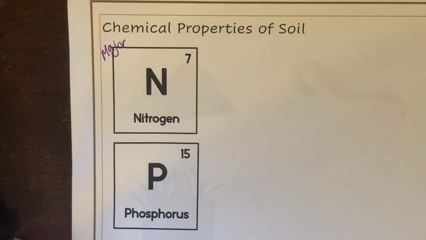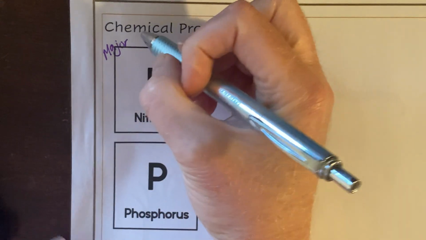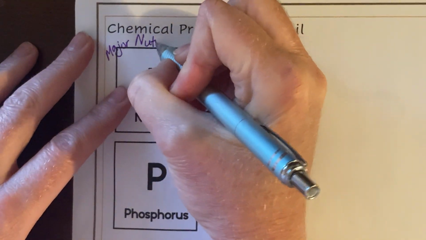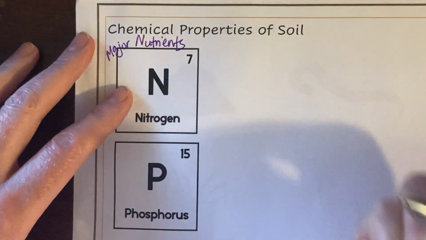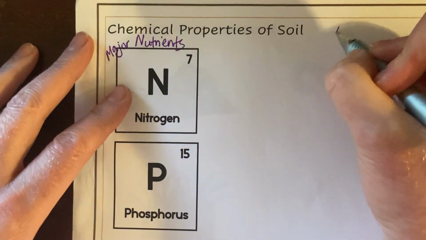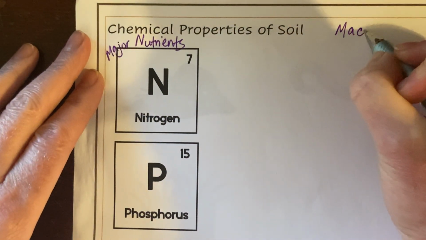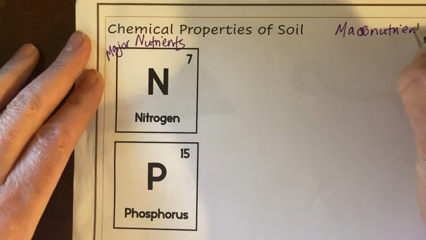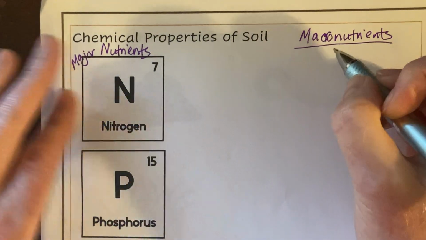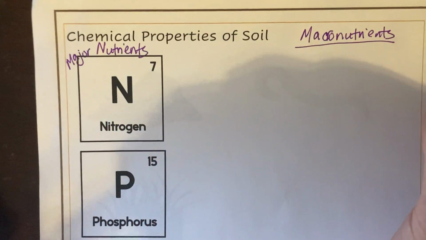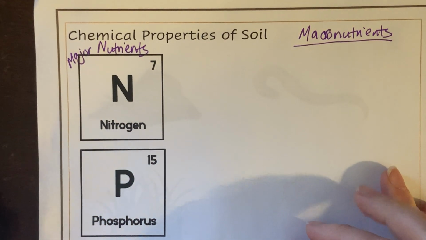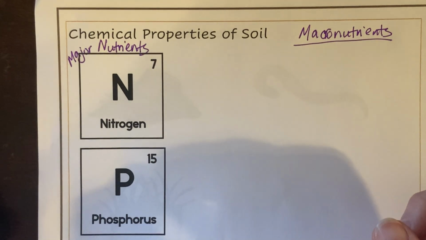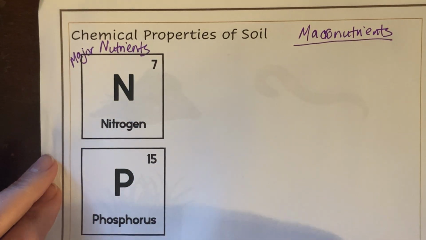Now let's go over the chemical properties of soil. These are the three major chemical nutrients in the soil. Sometimes we call them macronutrients. The word macro means big. There are other things that soil needs too, like magnesium and calcium, but they are micronutrients. These are the three that are the main nutrients.